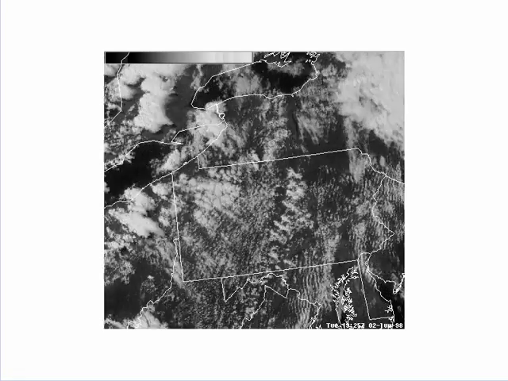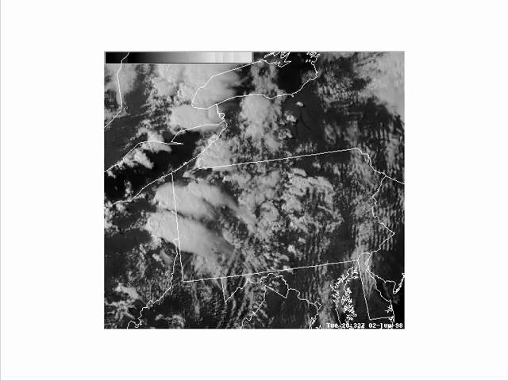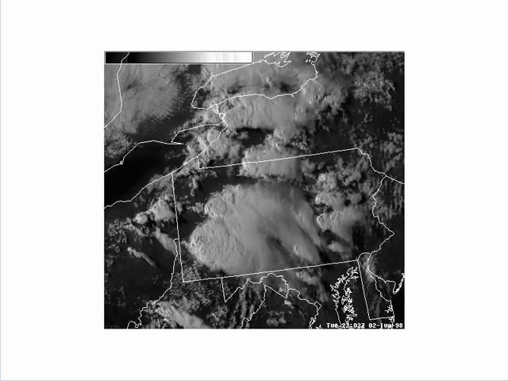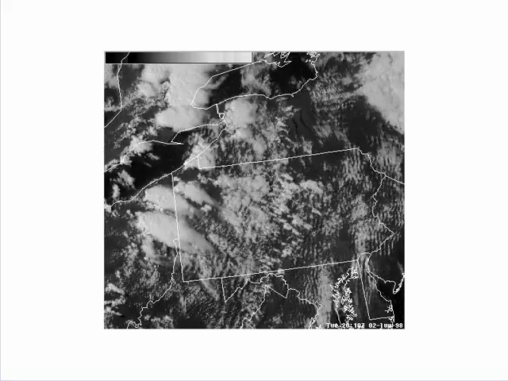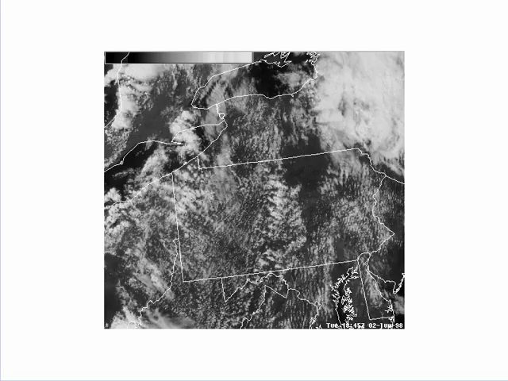Now here's a visible loop from a little bit later in the day. It runs from 1845 to 2315 UTC. It covers most of the afternoon, and there's a lot to talk about on this loop, so I'm just going to stop it and we'll walk through it.